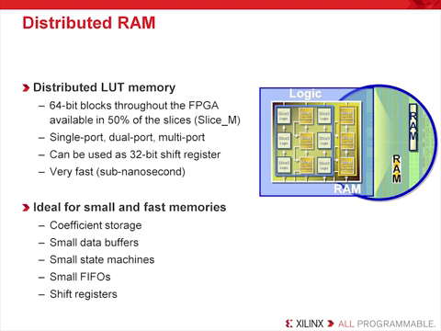The distributed memory is available in 50% of the slices, which is actually irrelevant since the implementation tools will move your logic around so it can be accessed when needed. The distributed RAM can build single port, dual port, or even multi-port memories when built with the core generator. Likewise, the LUT can be programmed as a 32-bit shift register. Distributed RAM is useful for building coefficient storage, small data buffers, small finite state machines, and small FIFOs.